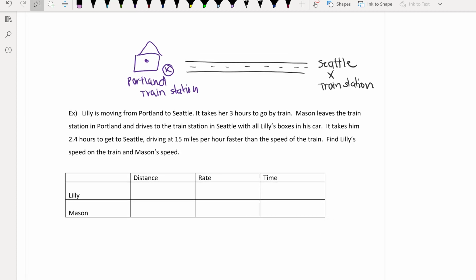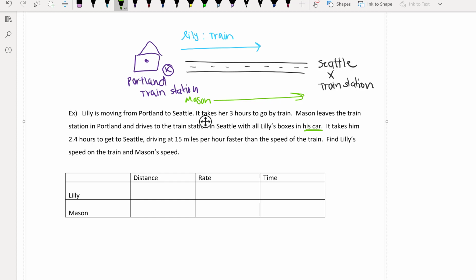So Lily, she goes by train. So going on the train, she's going this way. So this is Lily, and she's going on the train. Versus Mason, who's not Lily, that's somebody else. We have Mason over here. I guess he's helping Lily out by putting all of the boxes in his car. He's going in his car, and he's also going from Portland to Seattle. And so here, Mason is traveling by car. It says his car, so he's definitely traveling with his car.